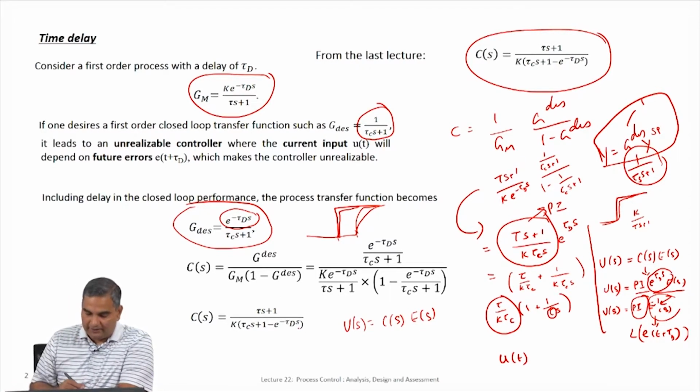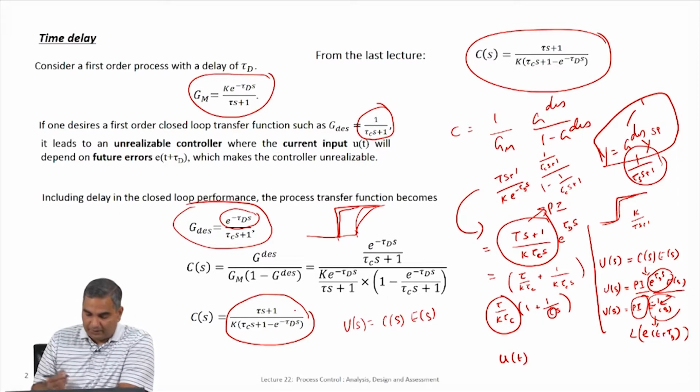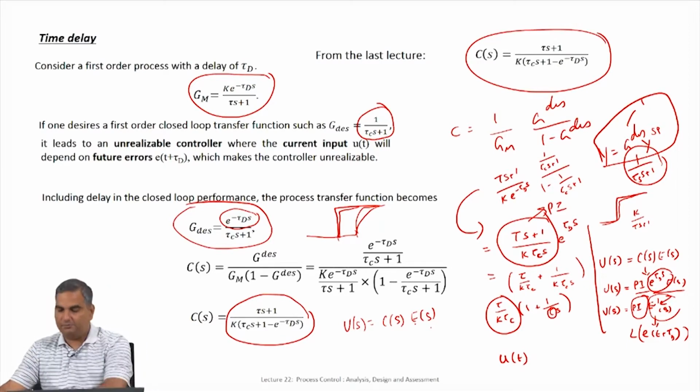Now, I do not have that. So, I have some other form which does not look like a PI, but this is some other form that is basically going to act on only the error at time t. Okay. So, at least the unrealizable problem we have gotten rid of.